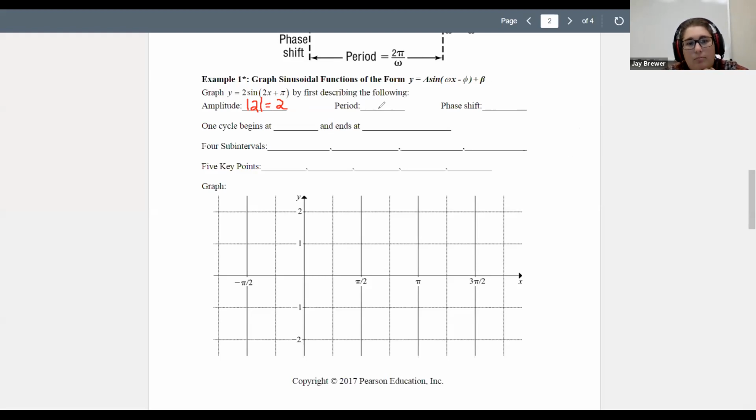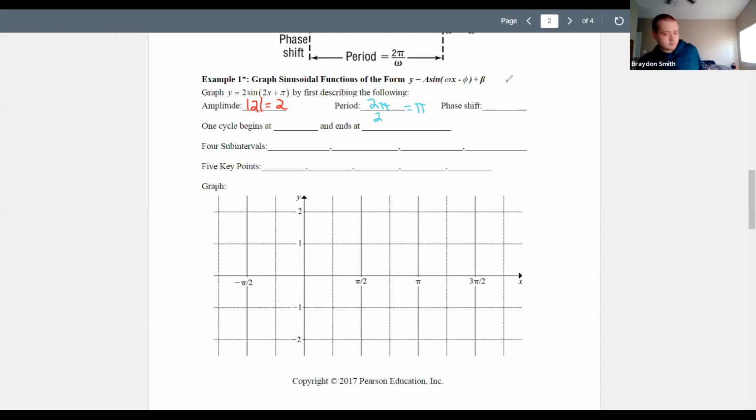Someone walk me through the period. How do I find the period? You would find the period by dividing 2 pi by omega, which is also 2. So that would be just pi, because the 2's cancel out. Very good.